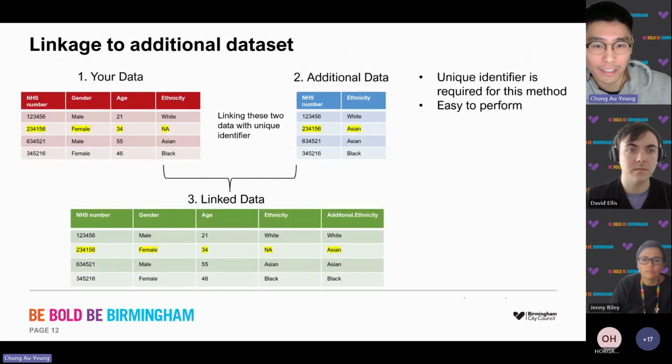Linkage to additional datasets is by far the easiest way to deal with ethnicity missingness. Imagine you have your dataset, which has missing ethnicity, on the left-hand side, which is the red table. The easiest way to deal with it is if you have access to additional datasets. For example, this additional dataset may have better ethnicity recording, and you may be able to link them by using a unique identifier. In this case, NHS number is the unique identifier. And once you link them together, we can see that your missing ethnicity could be solved by the additional datasets.